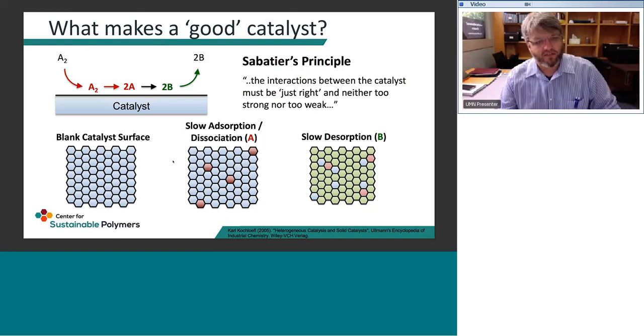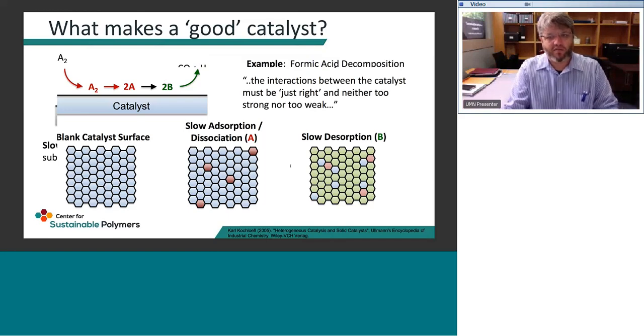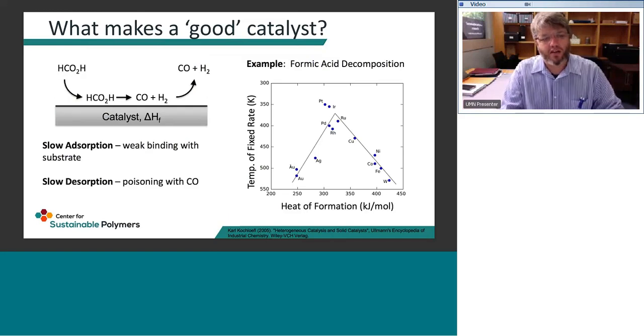As you get stronger and stronger binding, though, what will eventually happen is you'll very readily dissociate A, but then you'll adsorb B very strongly, and you'll end up with a lot of B on your surface that won't come off, in which case you've gone too far. So what you really want is a catalyst that binds strongly enough to dissociate and adsorb A, but not so strongly that you can't remove B. And this concept of Sabatier's principle has been shown over and over and over. And here's a good example of it.